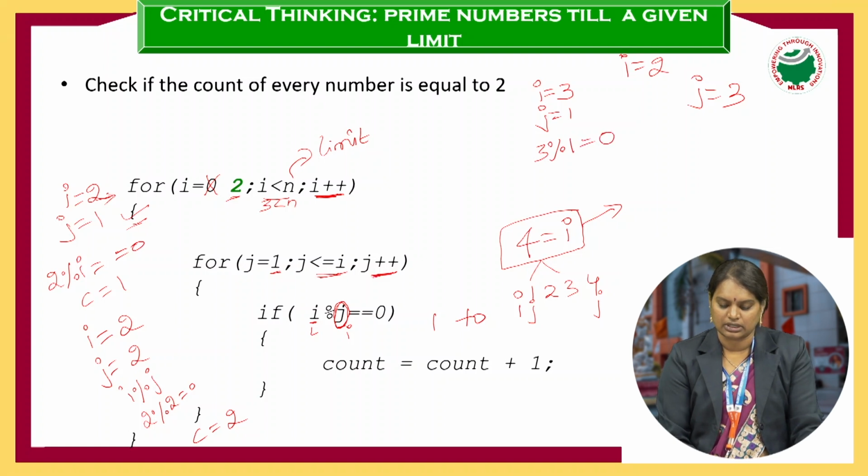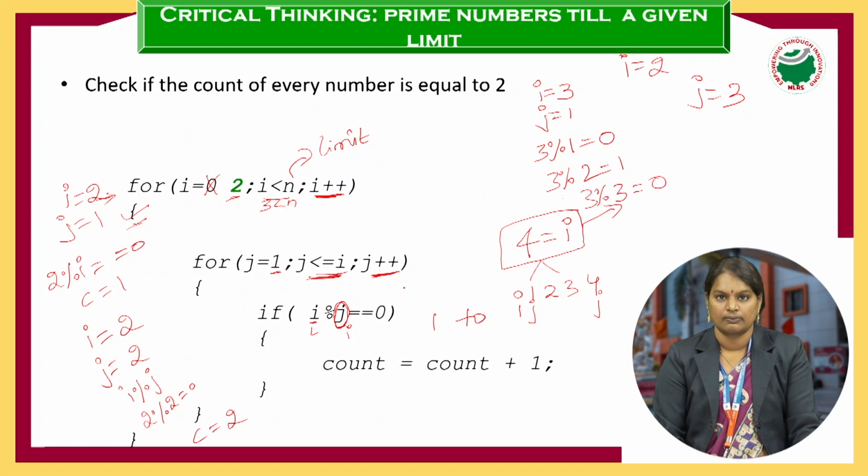Then J gets incremented as usual, the inner for loop gets incremented. Your J becomes 2. 2 is less than I. Your new I is 3. So 3 percentile 2, here also it is 1. Your remainder is 1, so your count will not get incremented. Next, J becomes 3. 3 percentile 3, your condition also got satisfied and the remainder is 0. So your count gets incremented. As of now, there are 2 zeros, so count will anyway become 2.